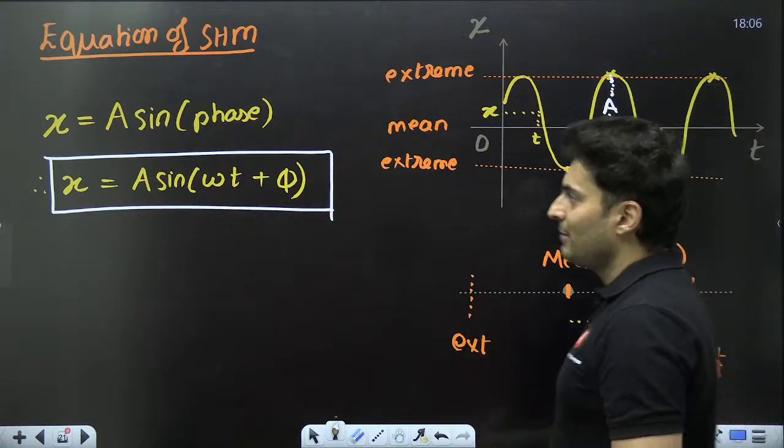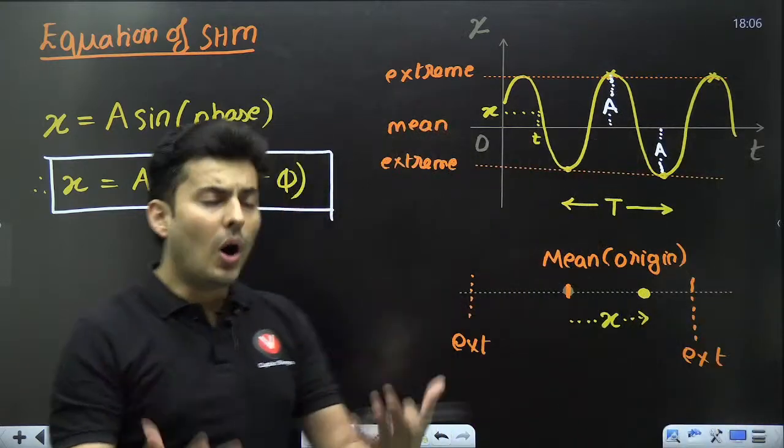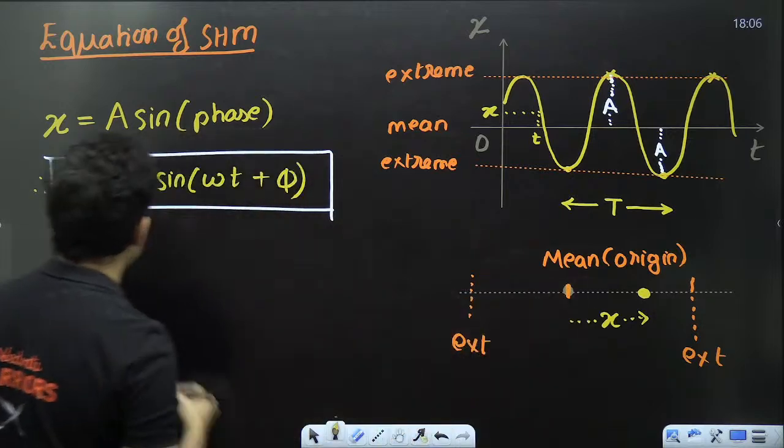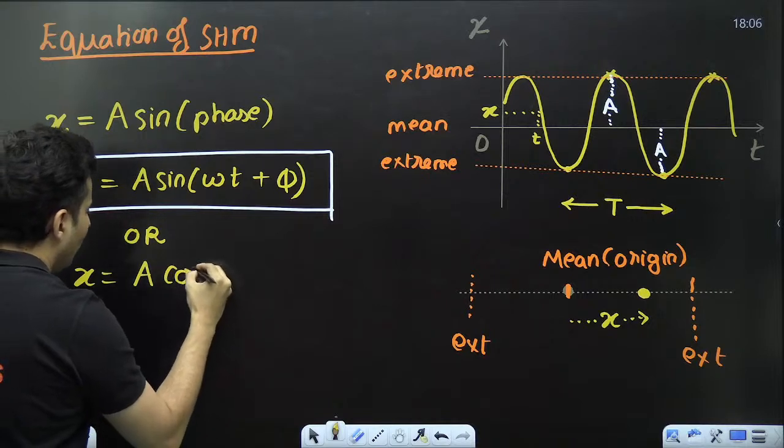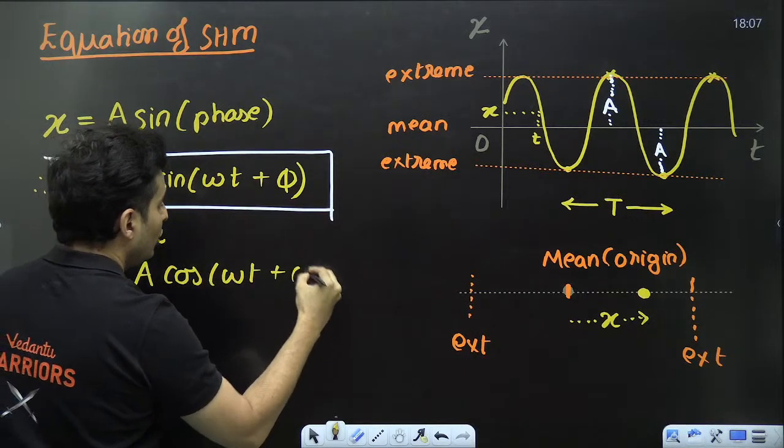What is the equation of SHM? X is equal to A sine omega t plus phi. Or in some books they might also use cos. That's also okay. X will be equal to A cos omega t plus phi. Don't use tan.